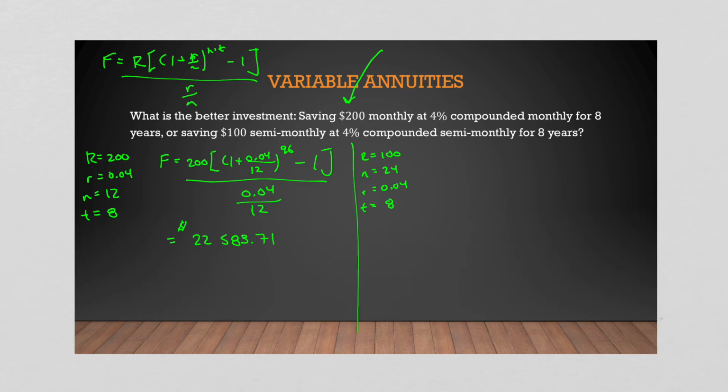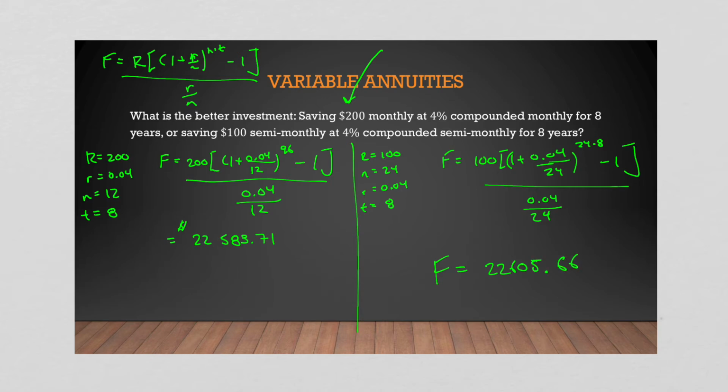We look at scenario 2. It's the same setup, except our 200 becomes 100. 1 plus 0.04 over 12 to the power of, in this case it's not over 12, because in this case we are semi-monthly, so over 24, and then to the power of 24 times 8, which is a much larger exponent, and then divided by 0.04 over 24. So in this scenario, we key this in accurately, and you'll get $22,605.66.